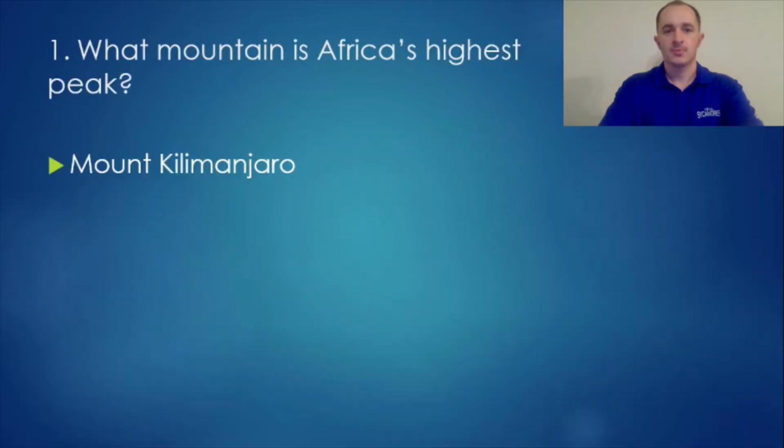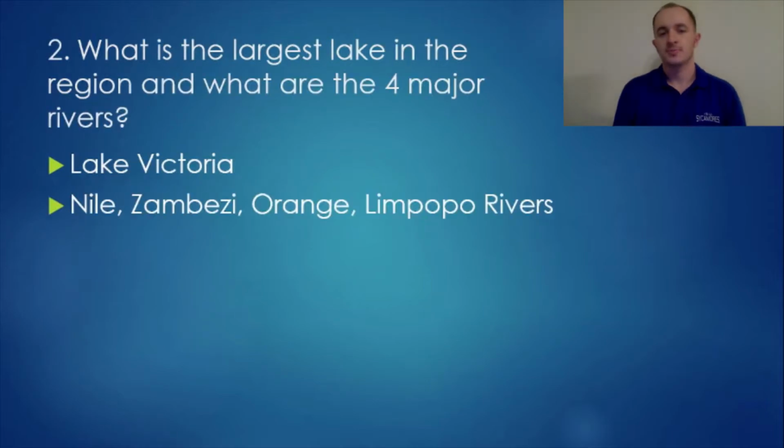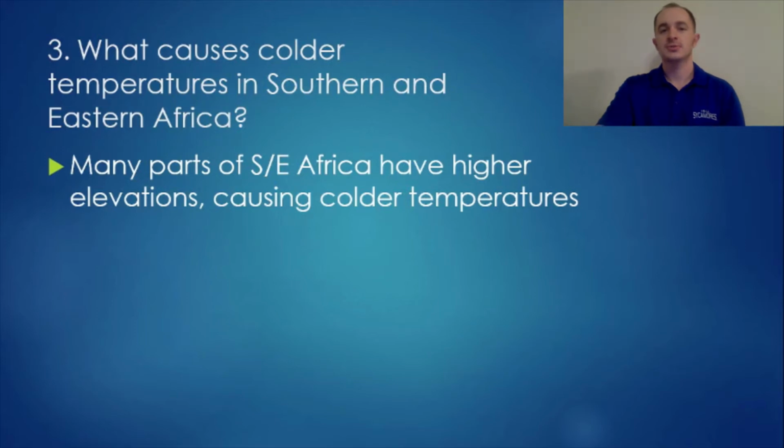Okay, number one, what mountain is Africa's highest peak? That would be Mount Kilimanjaro. Of these seven peaks, which is the highest point on every continent, Mount Kilimanjaro is the smallest and lies along the Great Rift Valley. And what are the four major rivers? So the largest lake in the region is Lake Victoria, and then our four rivers are the Nile, Zambezi, Orange, and Limpopo rivers.